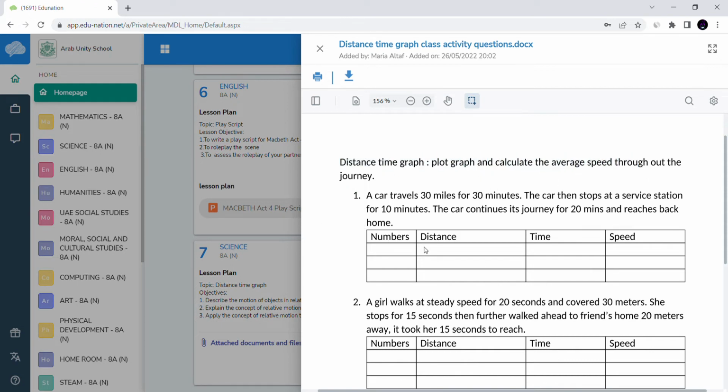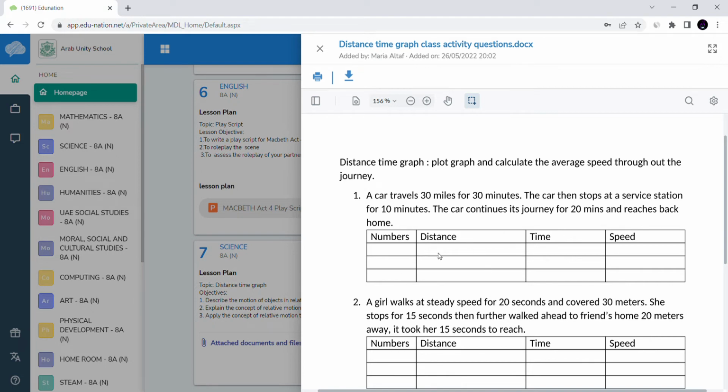A car travels 30 miles for 30 minutes. The car then stops at a service station for 10 minutes. The car continues its journey for 20 minutes and reaches back home. So guys, in this number column we have to write 1, 2, 3. Okay guys, 1 over here, 2, 3.